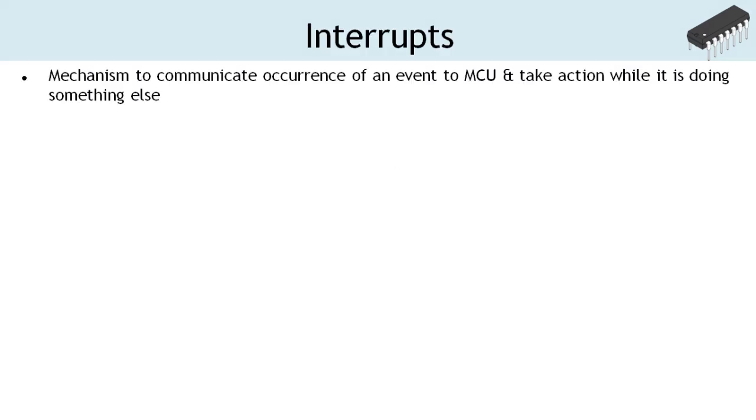Hello and welcome. The interrupt is a mechanism to communicate the occurrence of an event and take appropriate action to handle the event while the microcontroller is doing something else. For example, you are baking a cake which takes 30 minutes to complete. Instead of checking the time repeatedly, you set an alarm to go off after 30 minutes when the cake is done. In the meantime, you can take care of something else.